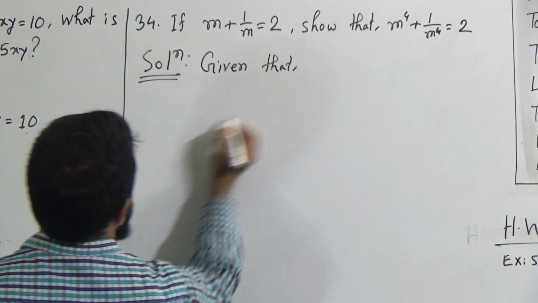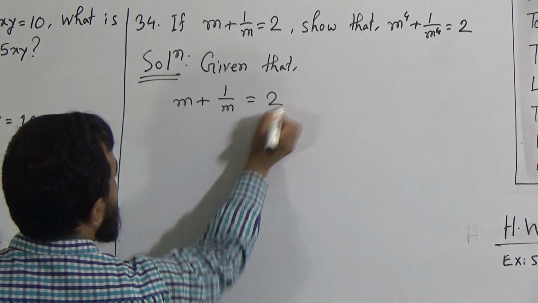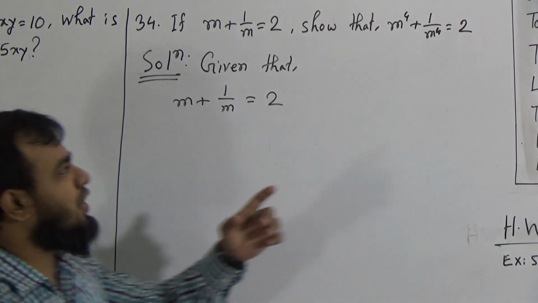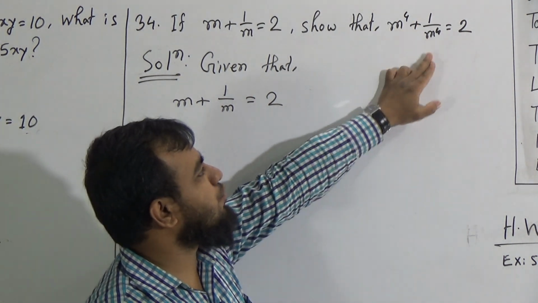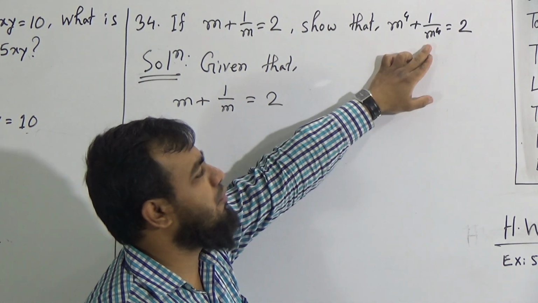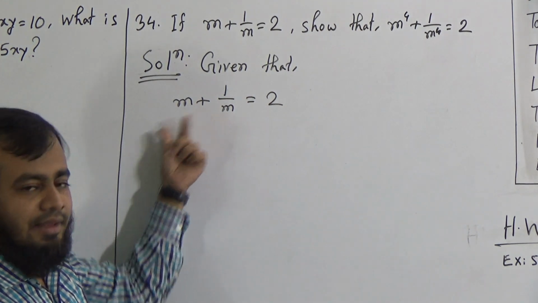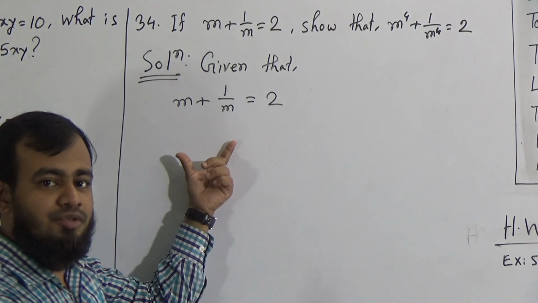Given that the value of m plus 1 by m is equal to 2, we need to show that m to the power 4 plus 1 by m to the power 4 is equal to 2. That means we will create m to the power 4 and 1 by m to the power 4. To create this, we will square two times on the left side and the right side of the equation.